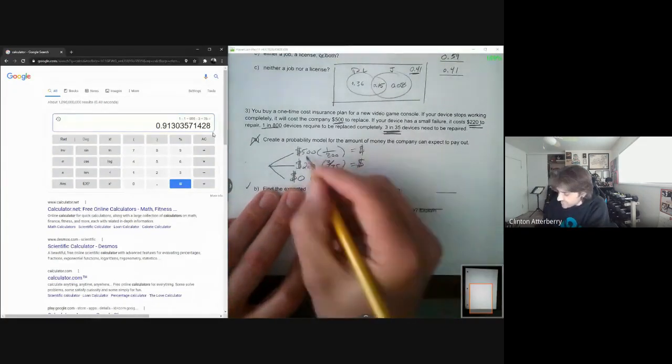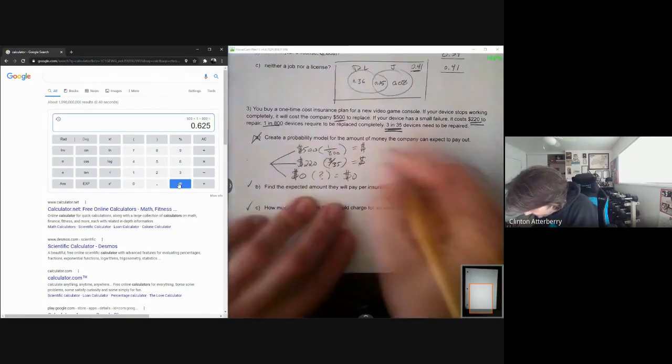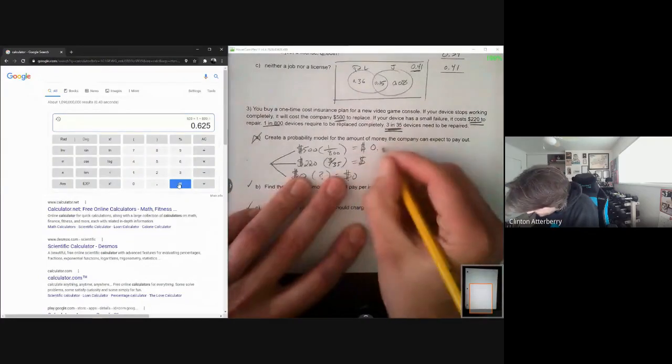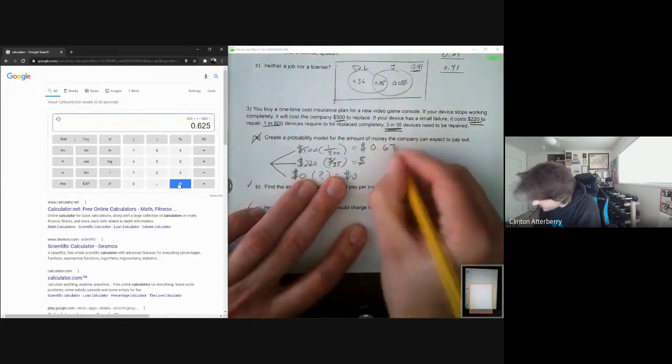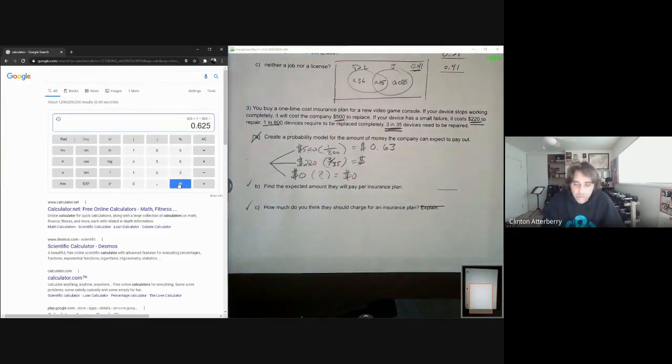So $500 and 1 out of 800 gives me 500 times 1 out of 800. You don't have to put parentheses, that's just the way the math works out. It's 5 times 100 divided by 800, which gives me 62. I'm going to round it up to 63 cents. So for every video game console sold with an insurance plan, it will cost the company 63 cents per console. That's not too bad.